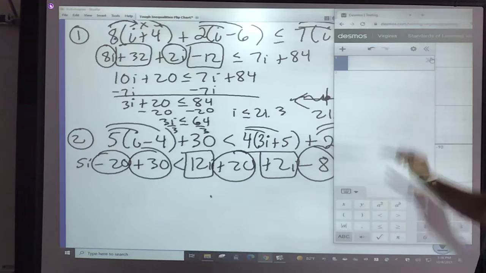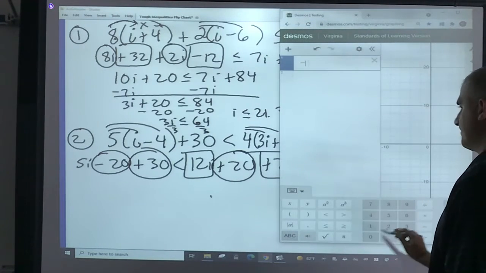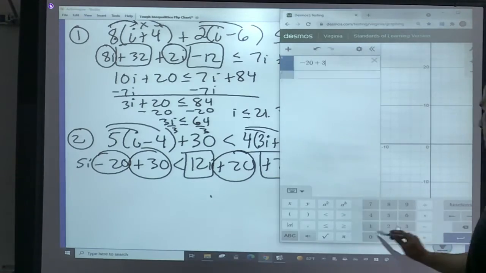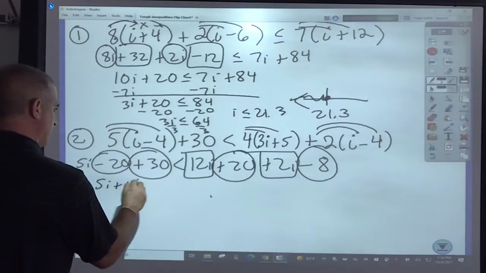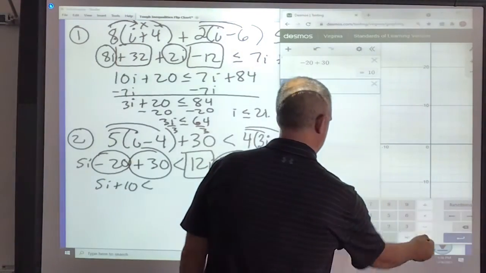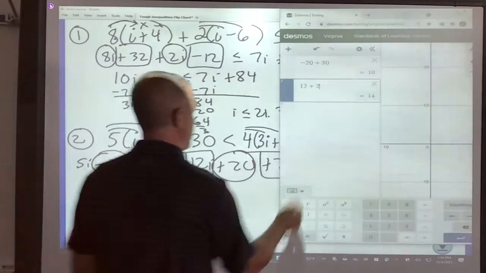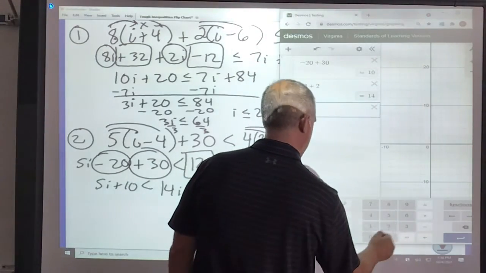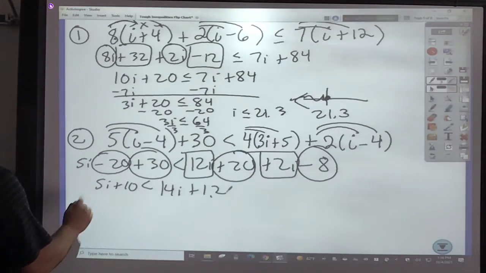So in that first group, I got negative 20 plus 30, which is 10. So I got 5i plus 10. I'm going to go 12i plus 2, which is 14i. 20 minus 8, which is 12. Okay, separate and attached.